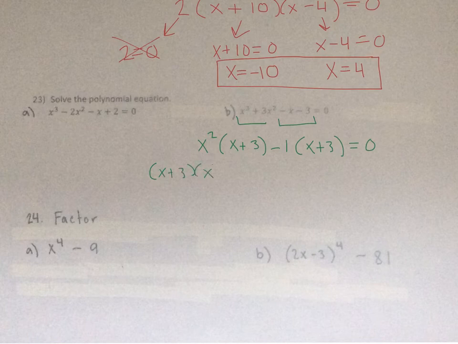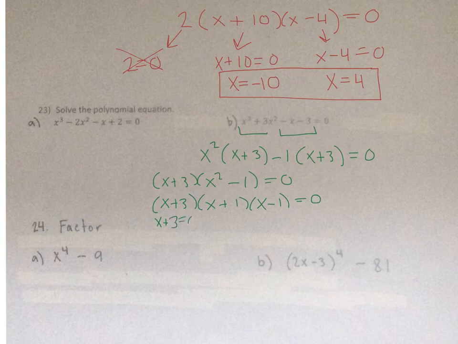I'm not going to spend a lot of time talking about the factoring on this because we just spent a long time talking about factoring. So we have x plus 3. We can factor x squared minus 1 into x plus 1 times x minus 1. And we set each of the factors equal to 0.